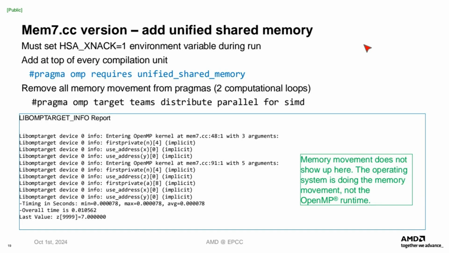Okay, so from exercise 7 onwards, we start to explore this unified shared memory. The main change is this pragma that you have on the top of your compilation unit, which says, hey, this compilation unit is to be built for a device that has unified shared memory. So if you have target regions, don't bother trying to generate these maps. What you see coming out of this libOMP target info is that all this logic about the maps and all the copies basically don't show up there anymore. So this is managed by the operating system and not by the runtime anymore.